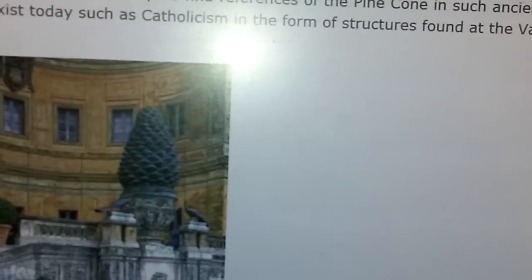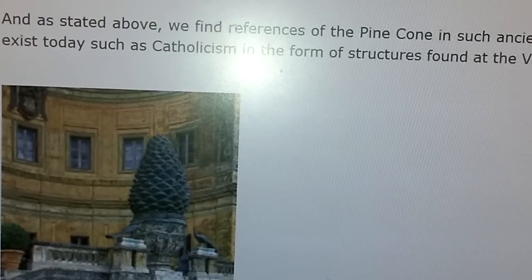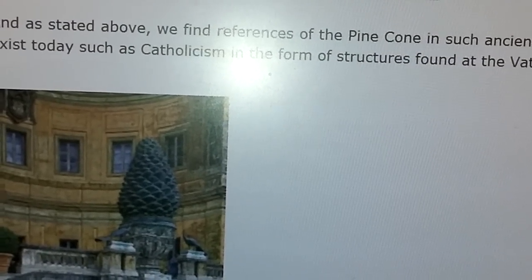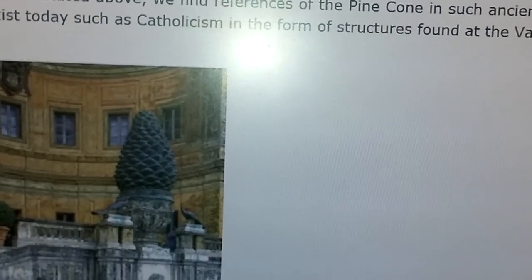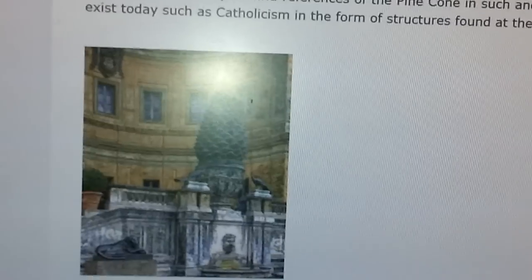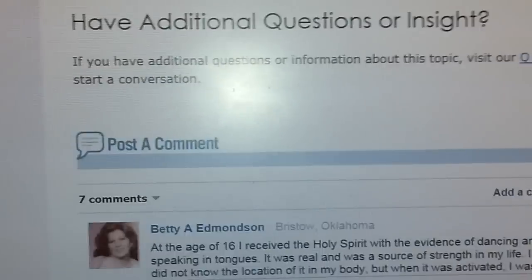Here is the pinecone statue at the Vatican. Now, you can't tell me they don't see great significance in this, because they have given it this huge statue. You will also see it at the top of some of the staffs or different things. Just look for it on the top of things that are connected with the Vatican, because I've seen it on some of the staffs. I don't have any pictures of that right at the moment.